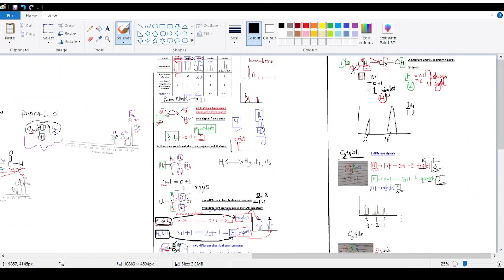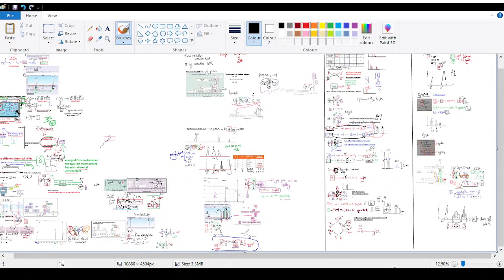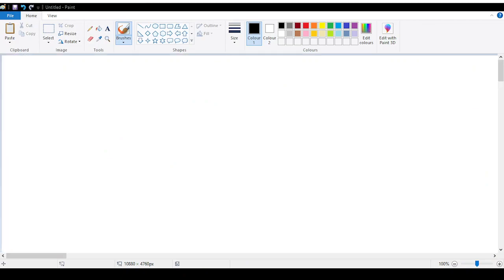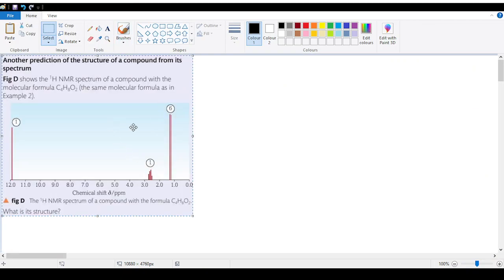Okay, am I running out of space here? Unfortunately, I ran out of space. Just a minute. Okay, you can see the blank screen, right?